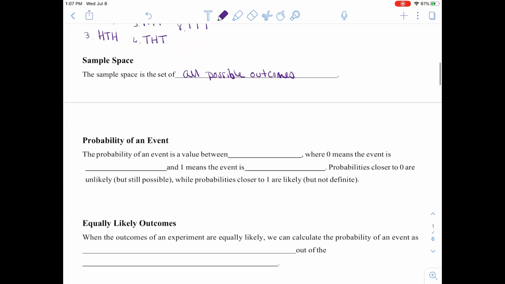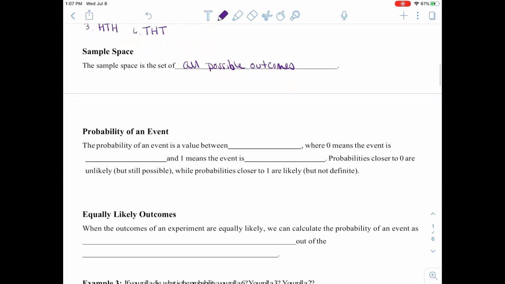So the probability of an event, so let's get into that. That is saying the probability of an event is always a value between 0 and 1, where 0 means the event is impossible, can't happen, where 1 means the event is absolute, it is certain.